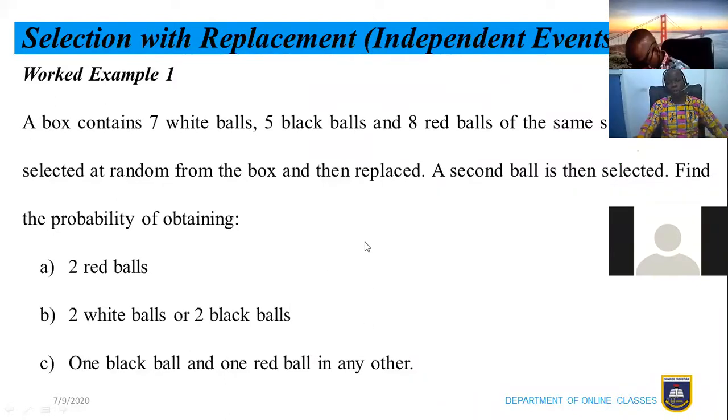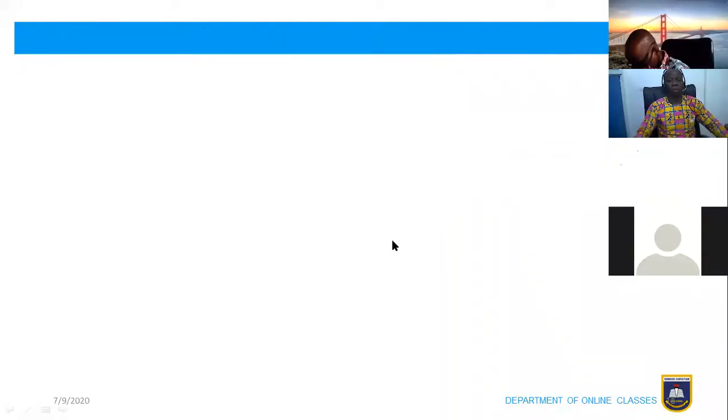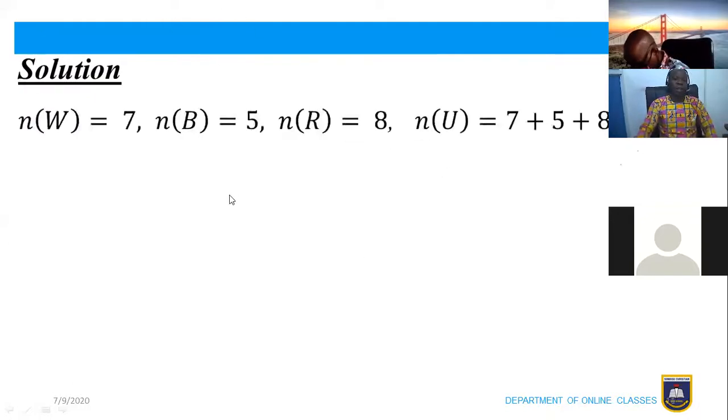All right, now let's go to the solution. First, you were given the number of white balls to be 7.